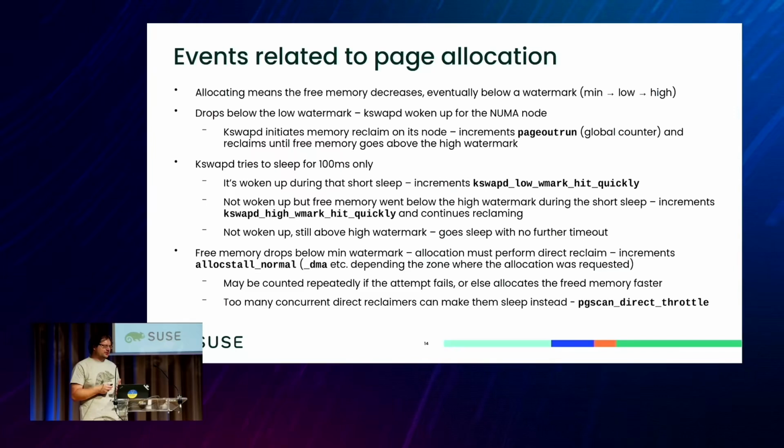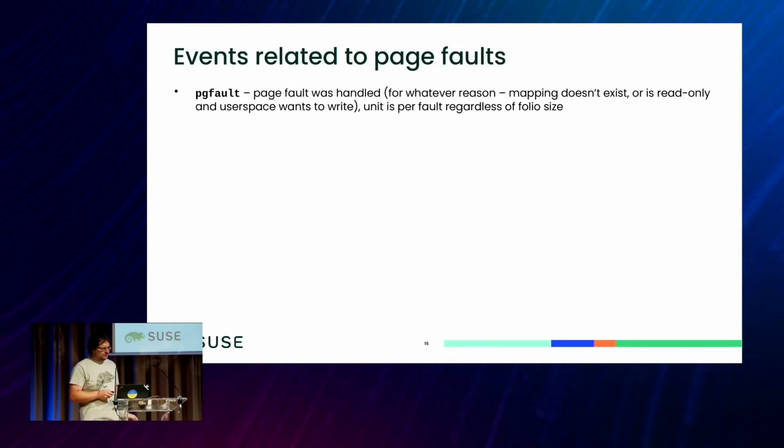And sometimes when there are too many concurrent direct reclaimers, we put some of them to sleep instead because they would just contend on locks and stuff. And this increments pgscan_direct_throttle, which, as we will see later, there are other counters that start with pgscan, but they are completely different, so that's something to watch out for.